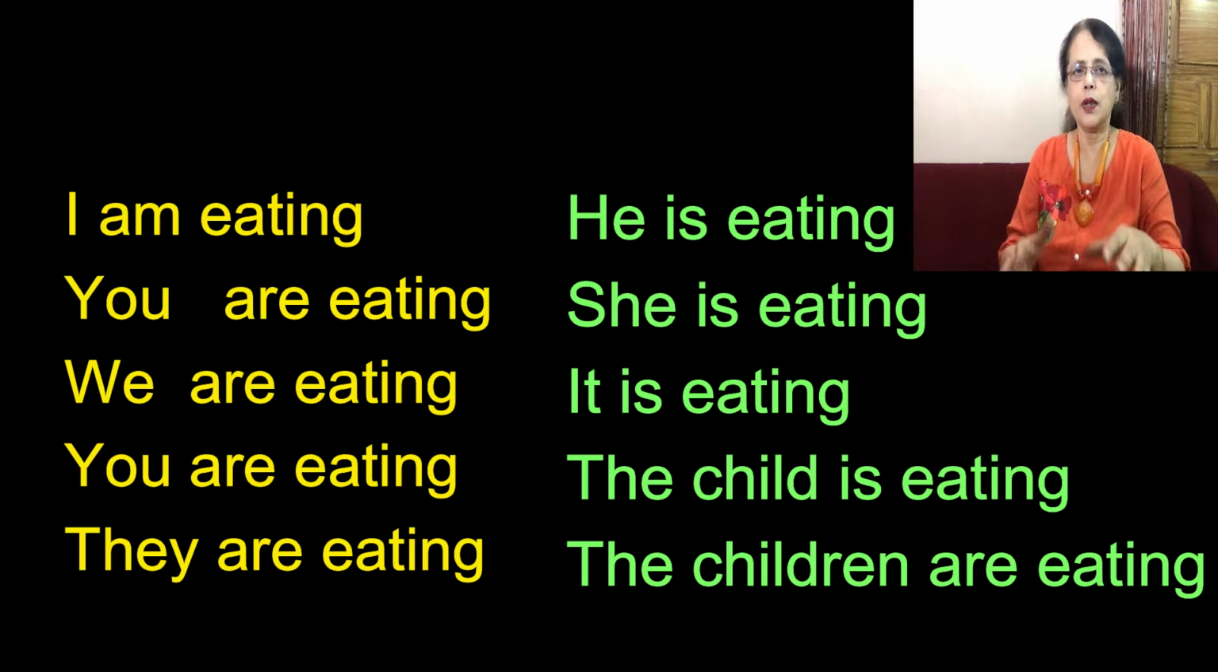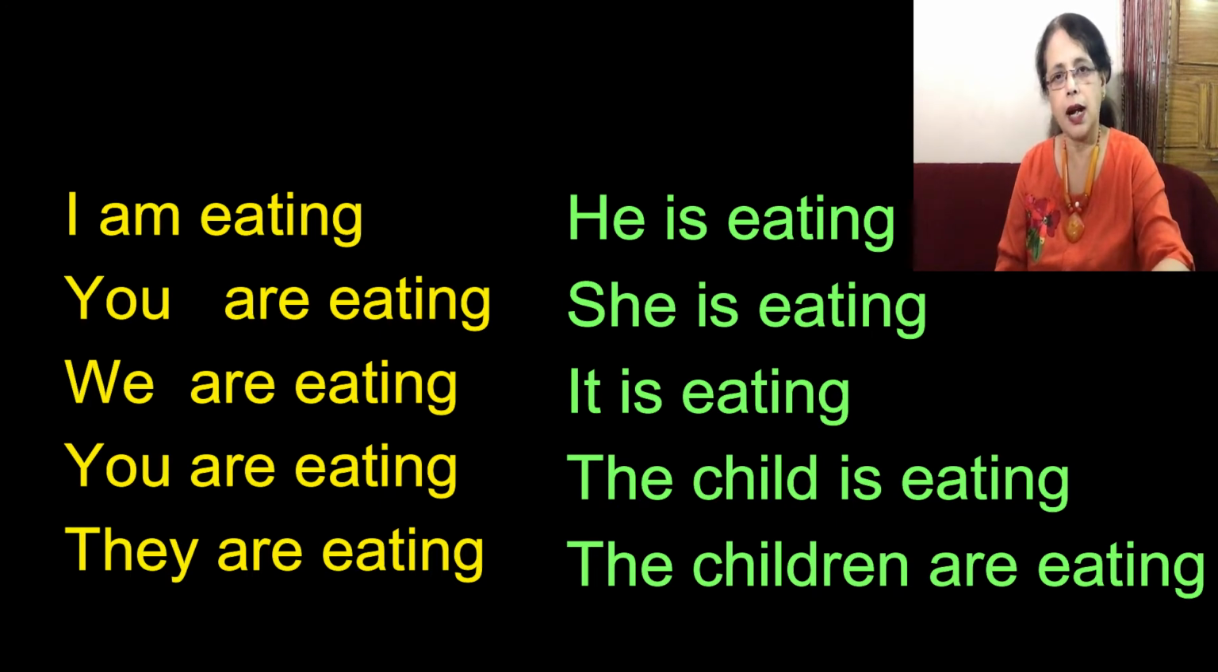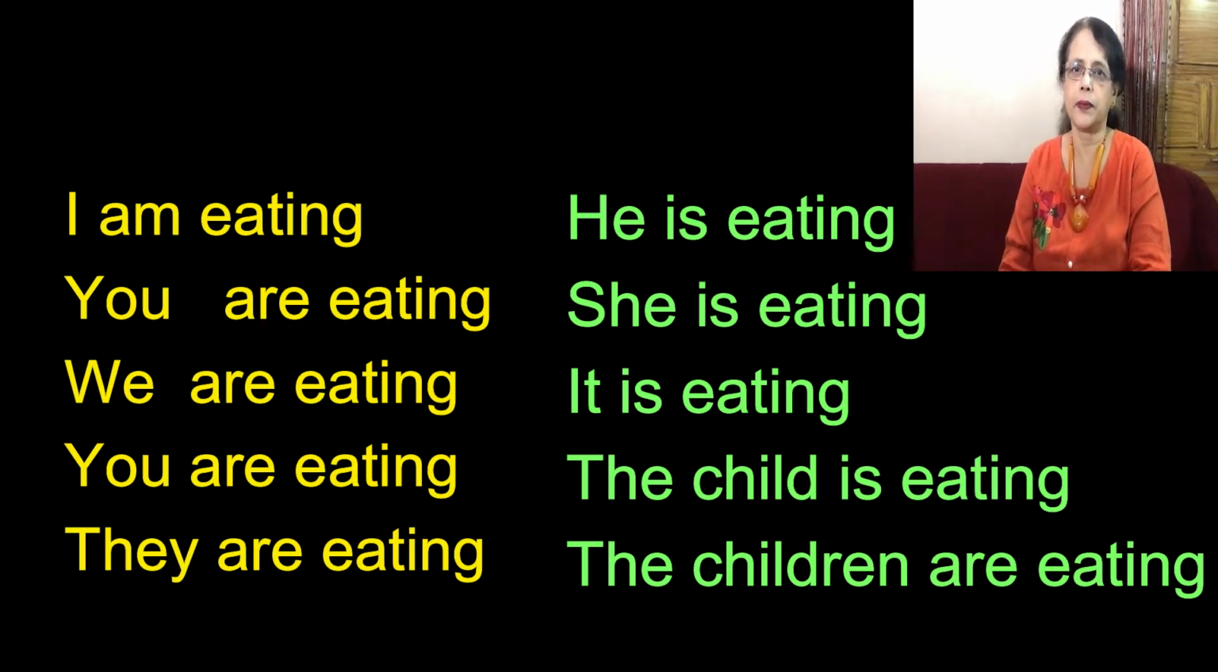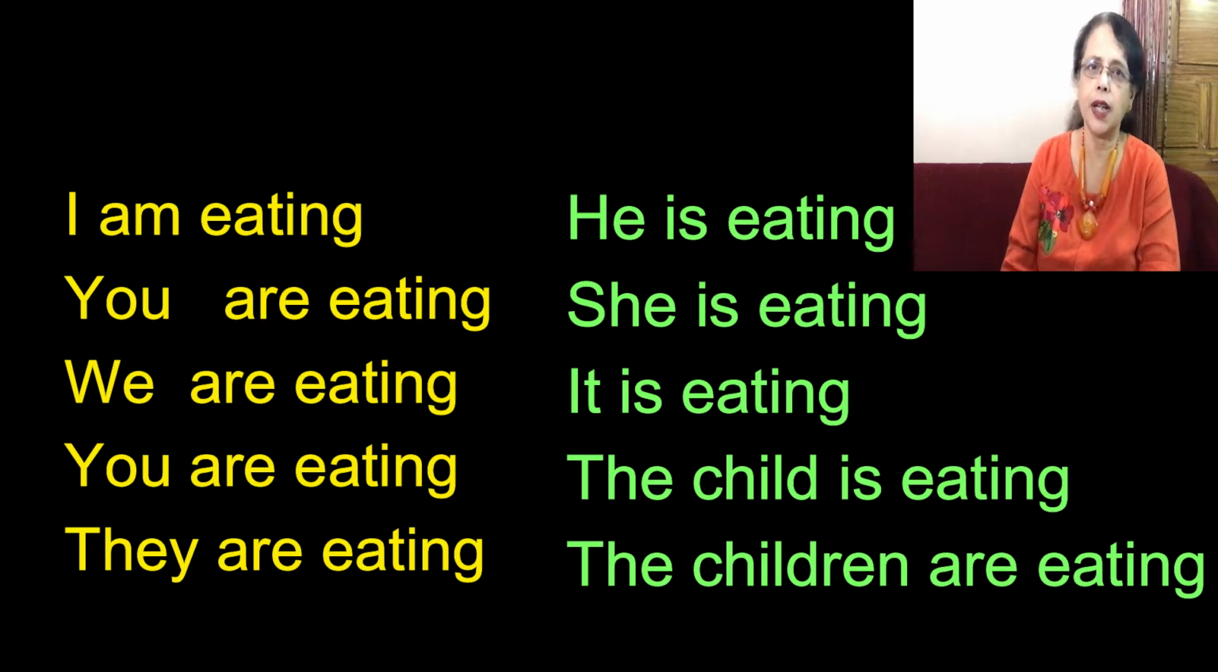Let's see the usage. As I told you, here in the present continuous tense, we are using the verbs is, are, and am. So, let's see how to use these verbs along with the subjects. I am eating. You are eating. We are eating. We is the subject, are the helping verb, eating the ing form of the verb eat. You are eating. They are eating. Now, when it comes to he, she, it, I told you, they behave a little differently. But here you see, he is eating, she is eating, it is eating, the child is eating, children are eating.